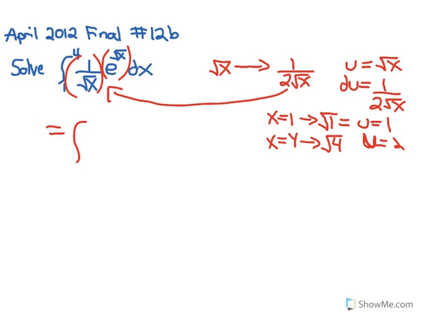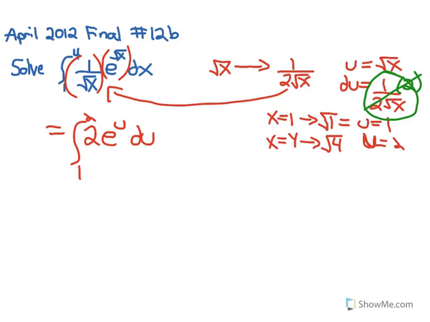So our new integral should be from 1 to 2 instead of 1 to 4. And we have e to the u, because remember we called root x u. Then instead of multiplying by 1 over root x, we're multiplying by du, but it's actually du multiplied by 2, so we can bring that 2 out to the front. The reason is that du is 1 over 2 root x, but we only want 1 over root x. So to get rid of that 2, we need to multiply.